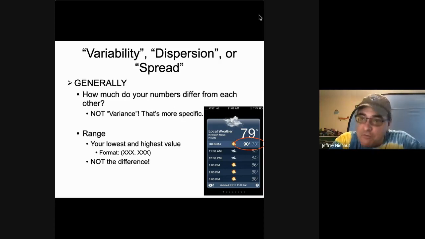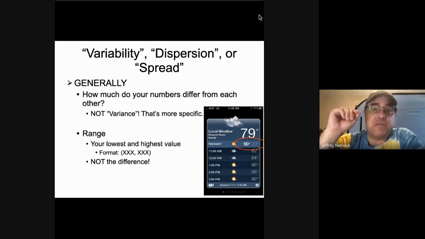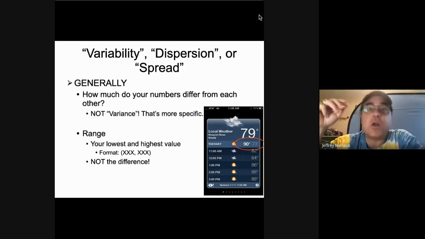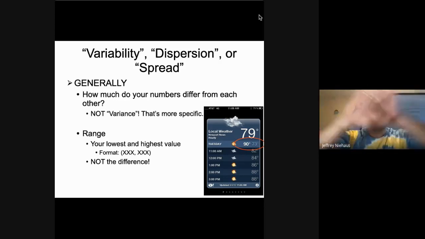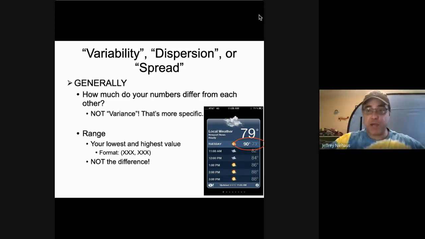And I want to be very careful about how I use the terms, because sometimes a term that we think is precise is not, and sometimes a term that we think is general is precise. So variability, dispersion, or spread are three words that stand for this whole concept: how spread out are my data points? Other things are going to be more specific, all right? Especially variance. I'm using variability here, but not variance. Variance is a specific way to measure this concept.